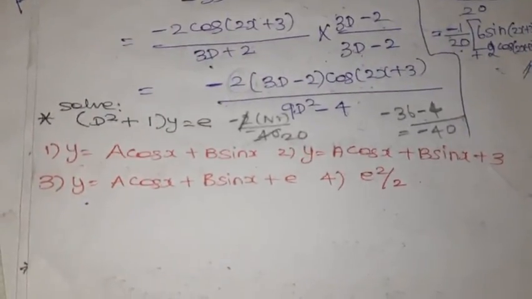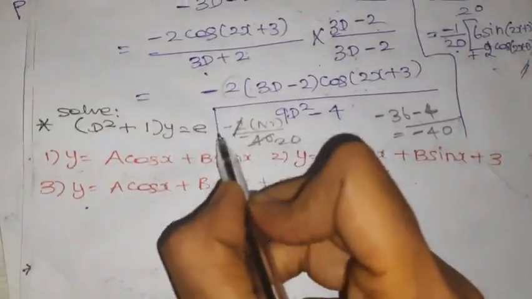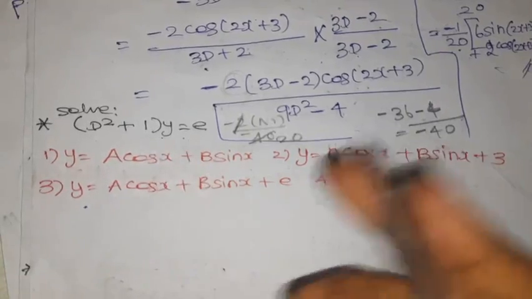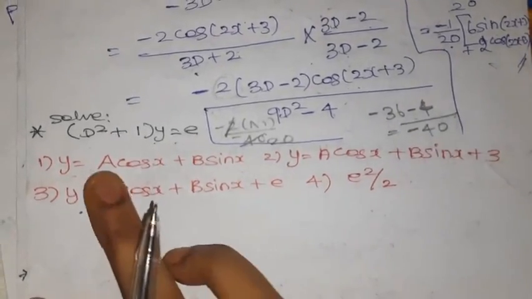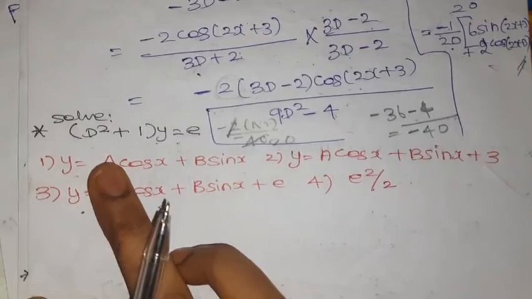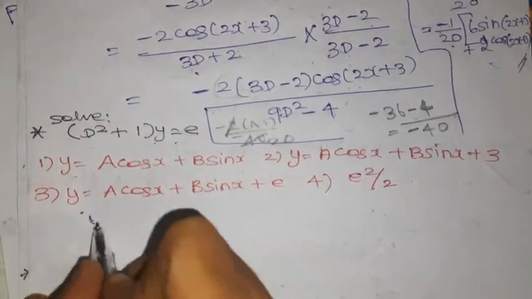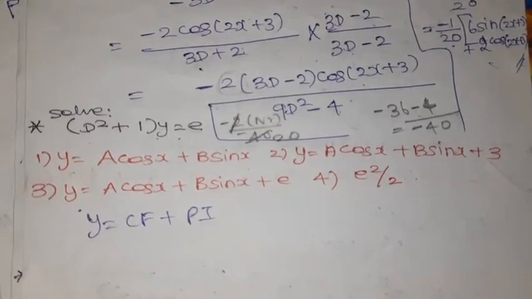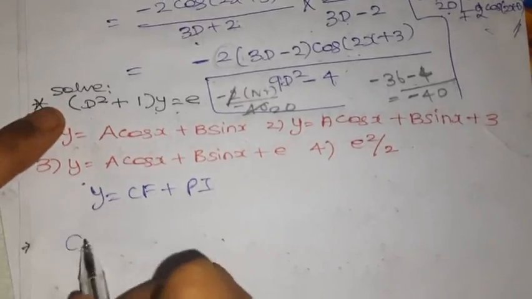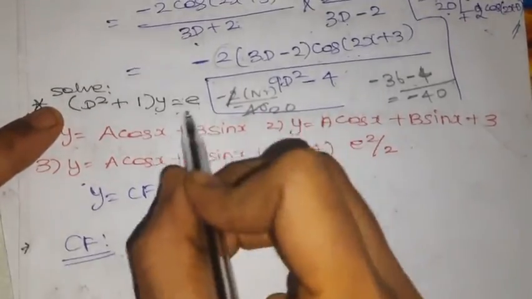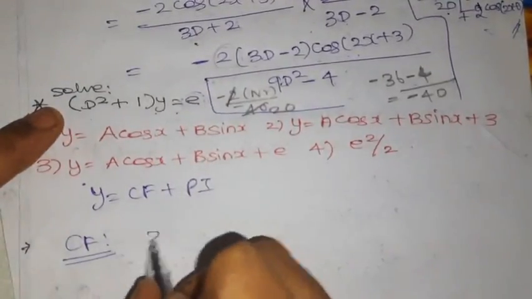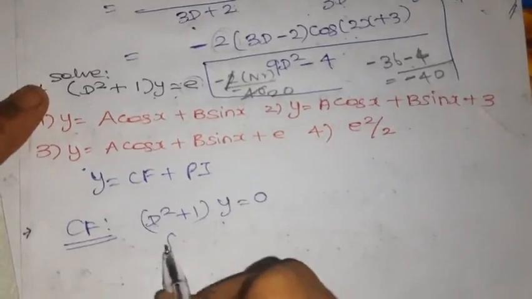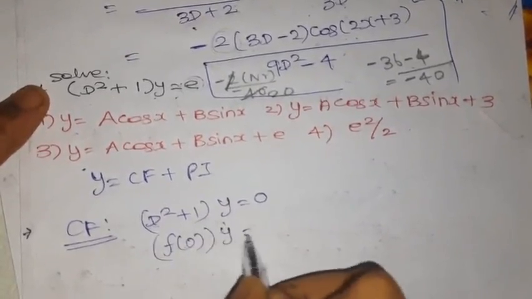Then D squared plus 1 into y equal to e, to avoid confusion. Solve means we need to find the solution of the differential equation, which is y equal to CF plus PI. We need to find the complementary function and particular integral as well. First we need to find the complementary function. To find the complementary function, assume right hand side equal to 0. So D squared plus 1 into y equal to 0.